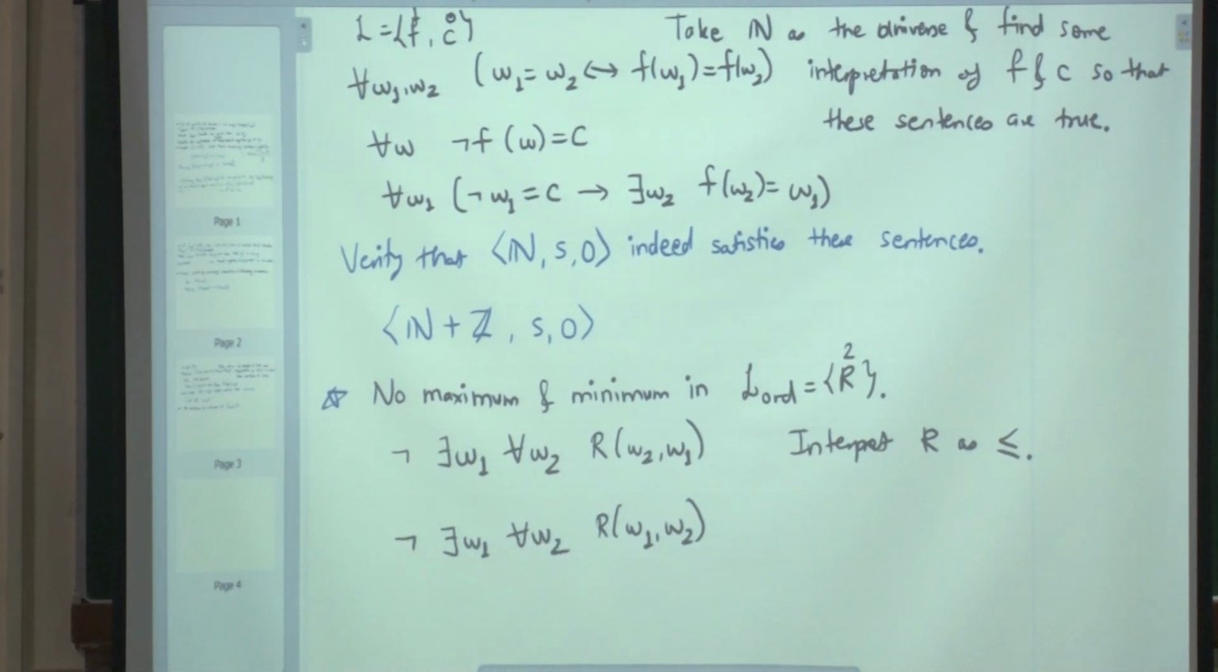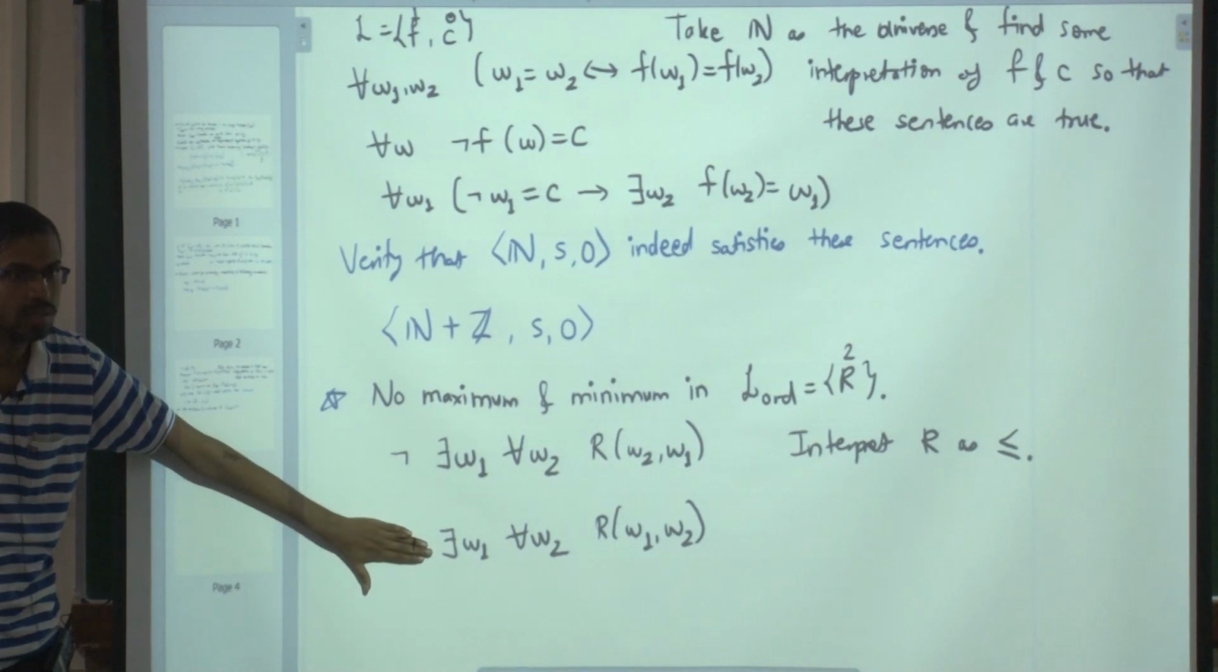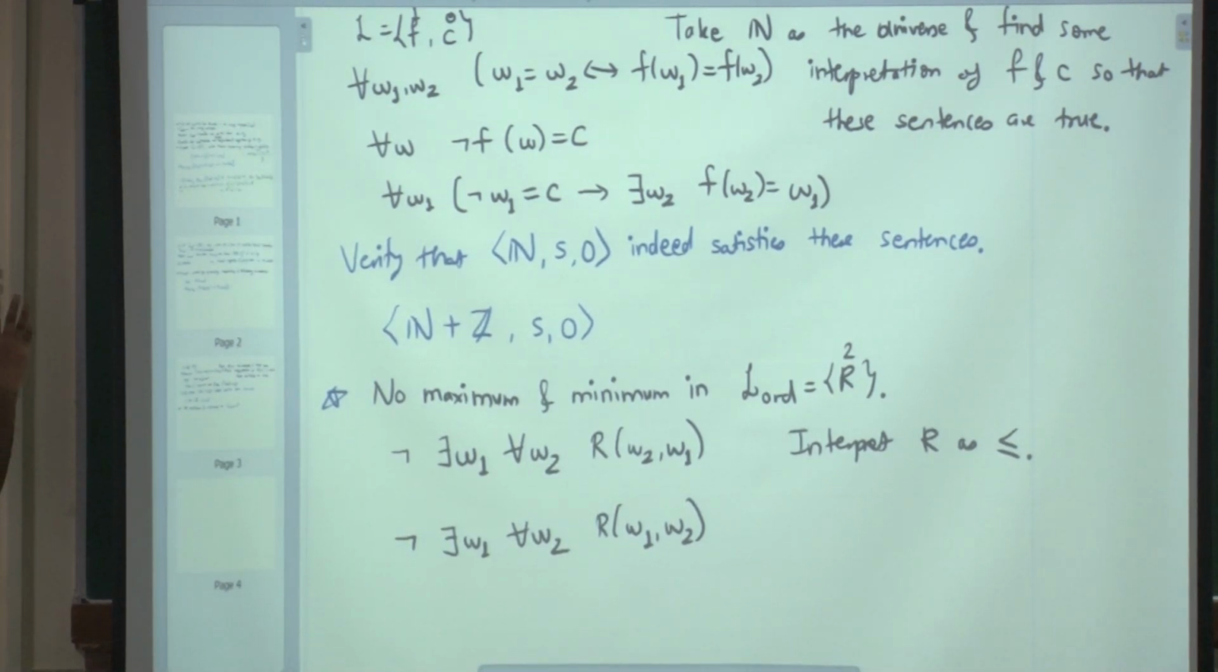Just change the order of W1 and W2. That's for minimum. Without negation, it says there is a minimum, and with negation, it says there is no minimum. Now, just as a fun exercise, can we pass this negation inside?